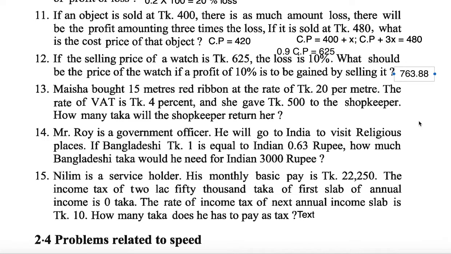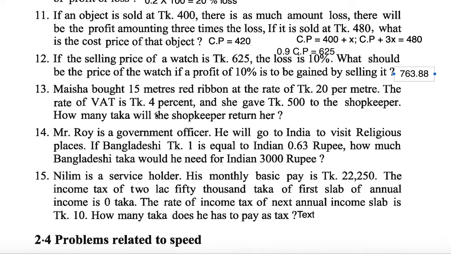By 0.9. Is it valid? You should ask that question. 694 into 1.1, 763, that is valid.